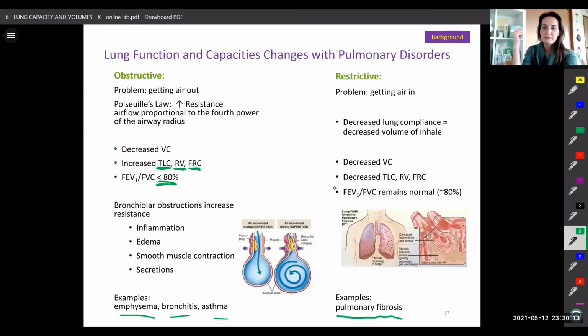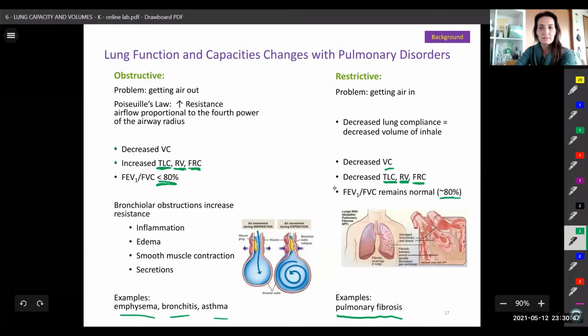Then for restrictive, we see that the individual has a decreased vital capacity because they have less air coming in to come out, right? And they're actually going to have a decreased residual volume, a decreased FRC because of that decreased residual volume, and a decreased total lung capacity, all because of the issue with having less upon inhalation, so they'll have less upon exhalation. And so all those values will be reduced. The FEV1/FVC will be normal, 80% or higher, as I mentioned, right?